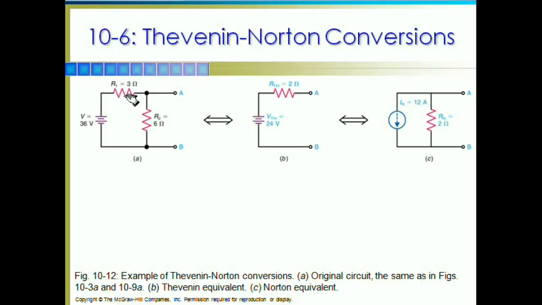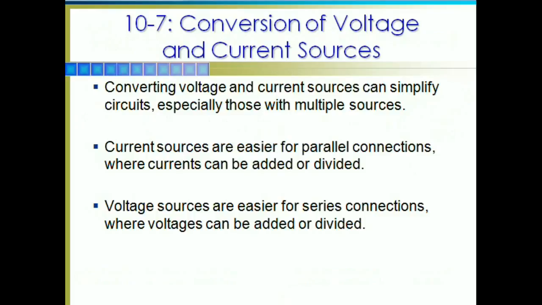Okay, in this case 36 volts. We ended up with the equivalent of 24 volts and 2 ohms. Our Norton equivalent was 12 amp and 2 ohm shunt. Okay, converting voltage and current sources can simplify circuits, especially those with multiple sources.